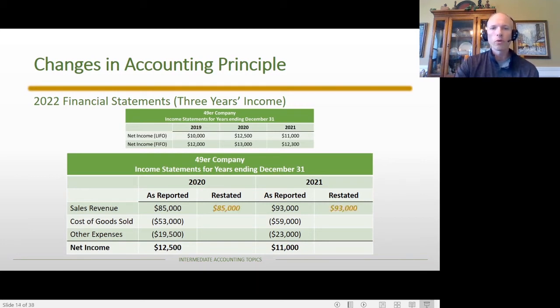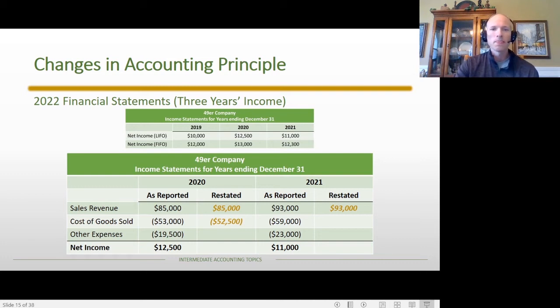And so as we move forward, first of all, we know that when you're changing the way you count inventory, that's not going to change the sales revenue that you record. And so those are easy points, just filling in the restated amounts being the same as what was originally reported. However, cost of goods sold is going to change. In the first year that's presented, 2020, there's a $500 difference in net income.